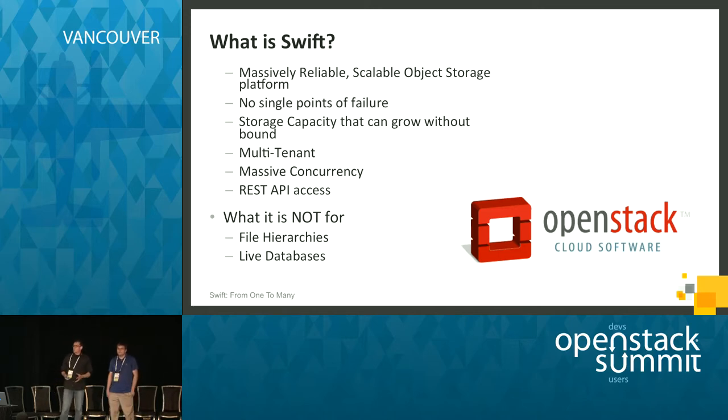Also, storage capacity that grows without bound. As our customers come in, there are more and more data needs. We want to be able to quickly add to this cluster, rebalance the cluster, and grow to meet the demands of our customers and our business. Multi-tenant, massive concurrency, REST API, again, all tenets of building a cloud-enabled distributed application. And a quick overview of what Swift is not for: it's not for file hierarchies or live databases. It's for really unstructured content.